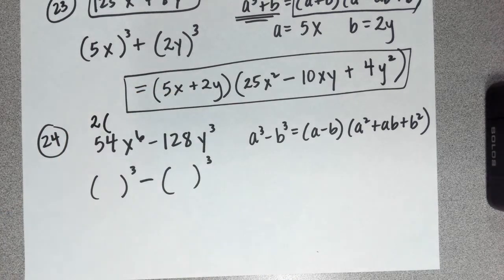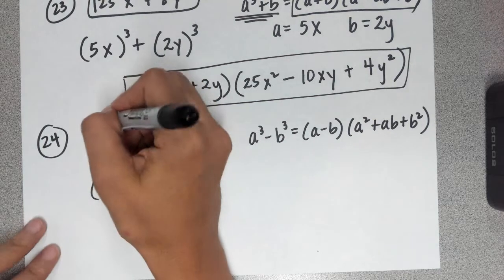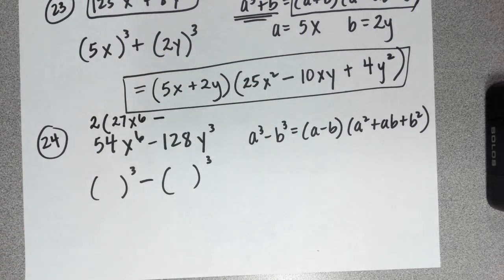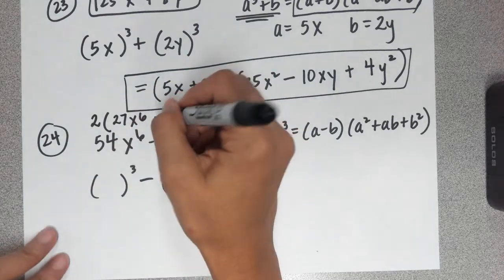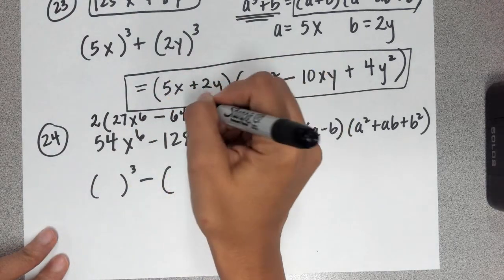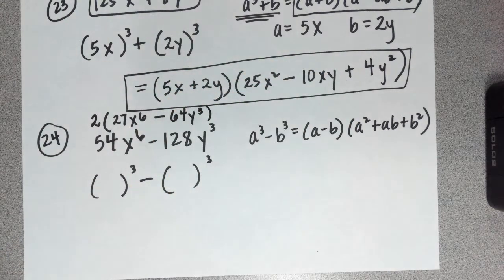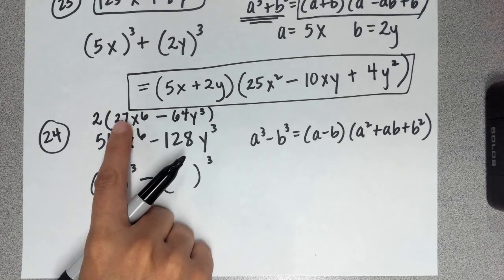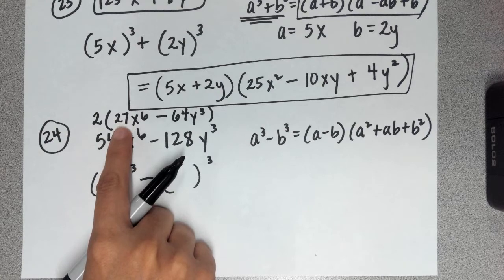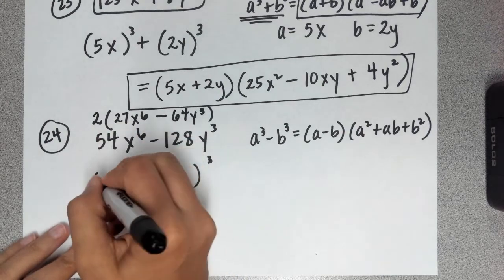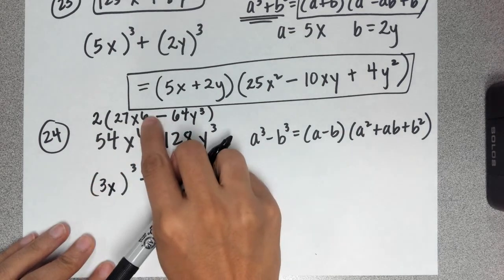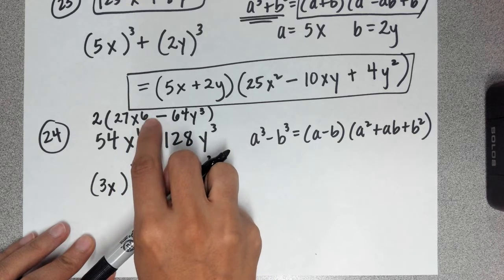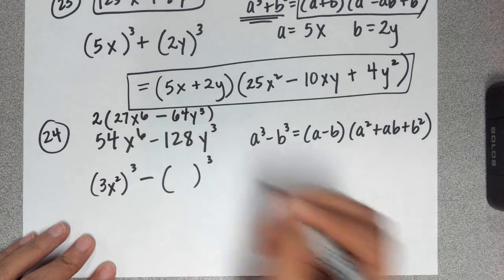So then half of 54 is 27. And half of 128 is 64. There we go. So I factored out right here. So now 27, what is it? Do we know what the cube root of 27 is? Yeah, that's 3. So this is going to be 3. All right, it's x to the 6th, right? So what times 3 will give me 6? 2. So this is going to be 2.